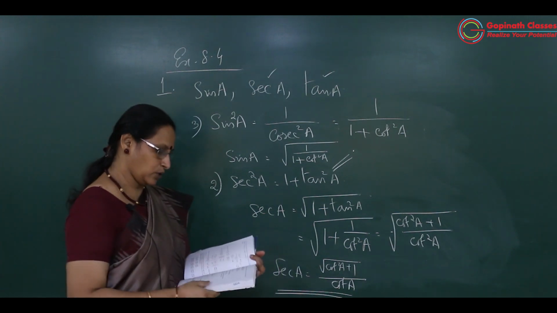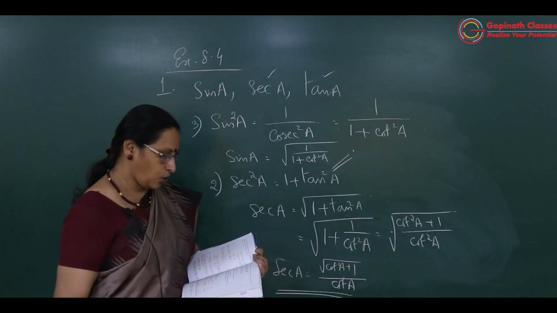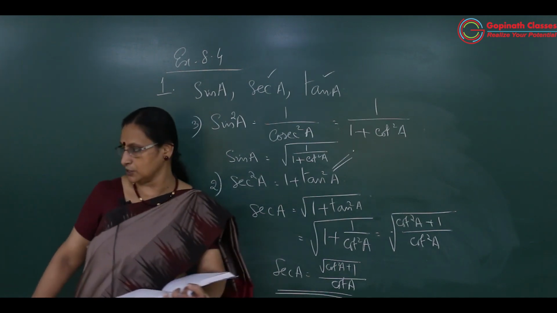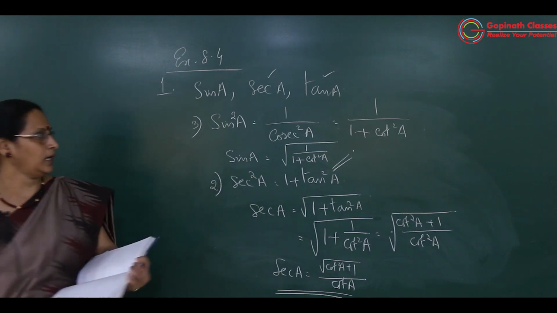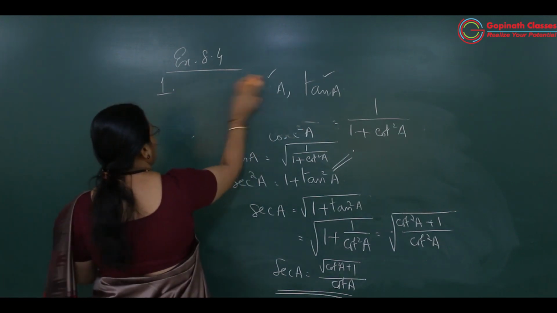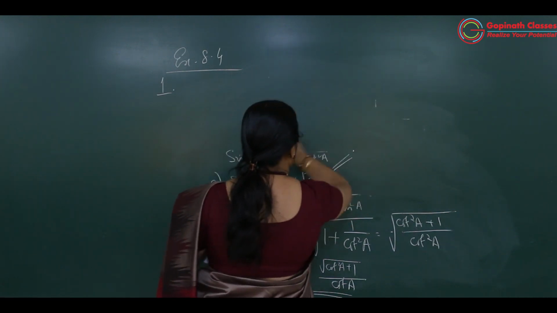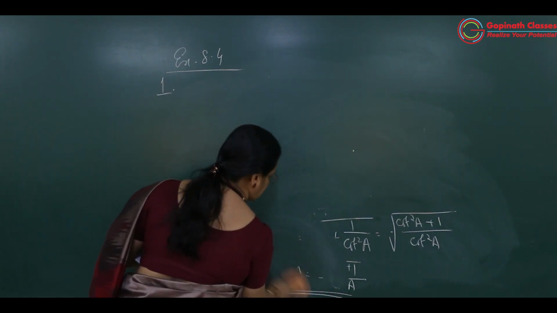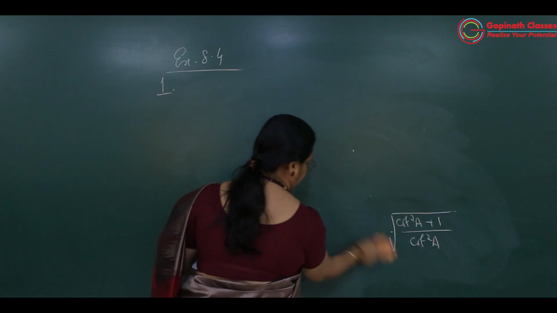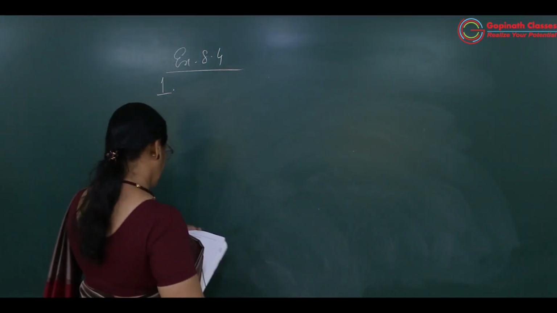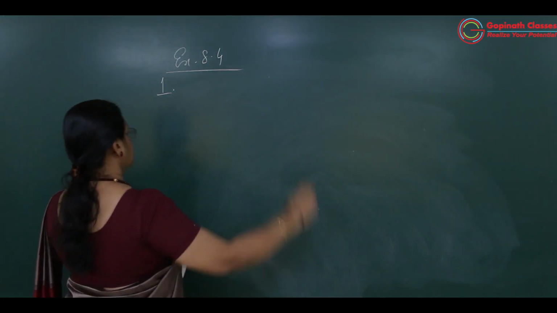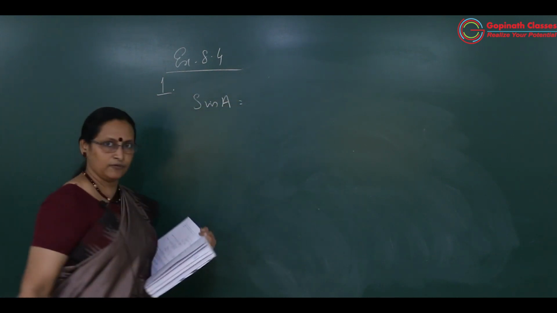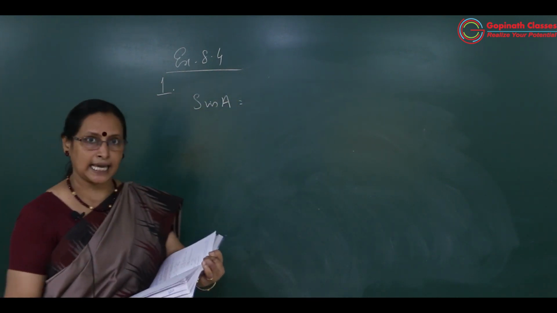Now, second question you can see: write all the other trigonometric ratios of angle A in terms of sec A, all in terms of sec A. So, starting from sine, all the ratios have to be written in terms of sec A. Let's see how it can be done. Let's come to sin A, first one. How can we express it in terms of sec A?